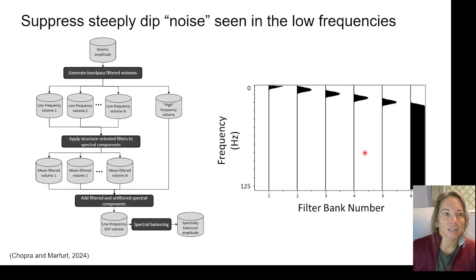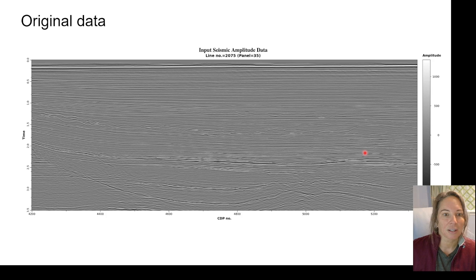And the way this works is that we look at different filter banks when we do the spectral balancing. So we don't look at all of the frequencies at once. It's easier to show in pictures, so I'm going to show you in a minute. But it suppresses some of that noise that we end up getting in the low frequencies compared to the higher frequencies. And so here's an example of our original data.